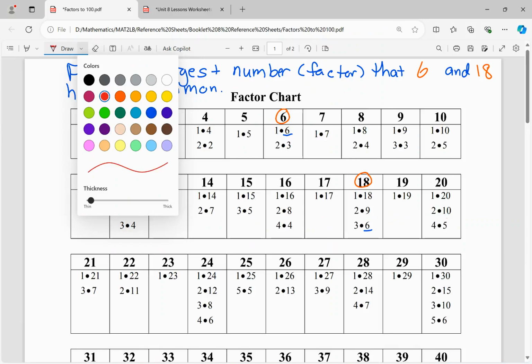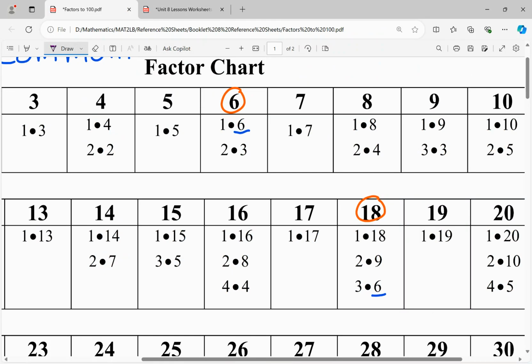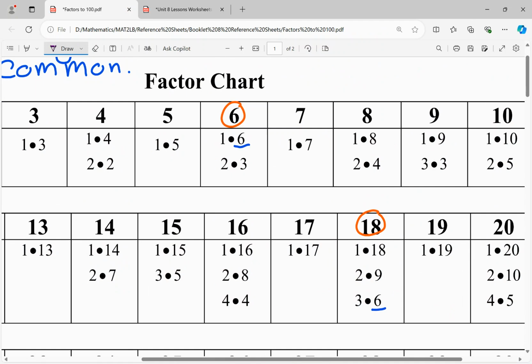Let me show you what I mean. So here in the 6 column, I can tell you that 6 divided by 6 is going to be 1. Whatever the partner of the number, the factor that we used, is going to be the result. So this tells me that 6 divided by 6 is equal to 1.